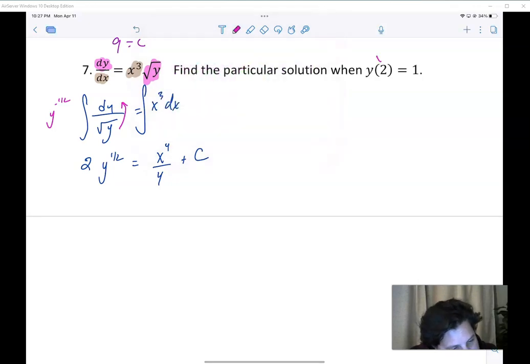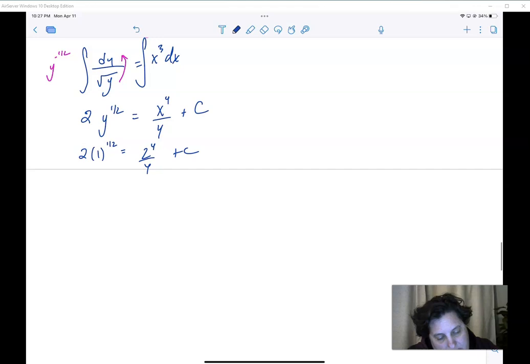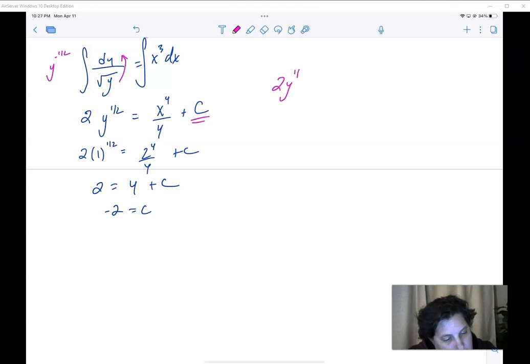Okay, my constant. This tells me that when x is 2, y is 1. All right. 1 to the 1/2 is 2 to the 4th over 4 plus c. Okay, remember 1/2 means square root. The square root of 1 is 1. Okay, 2 to the 4th is 16 divided by 4 is 4. So c is negative 2. All right, so here's my equation. Put this in right here. 2y to the 1/2 is x to the 4th over 4 minus 2, because c was negative 2, okay?